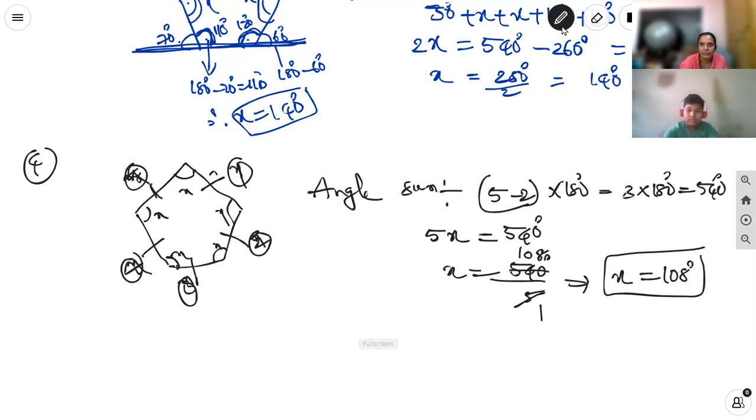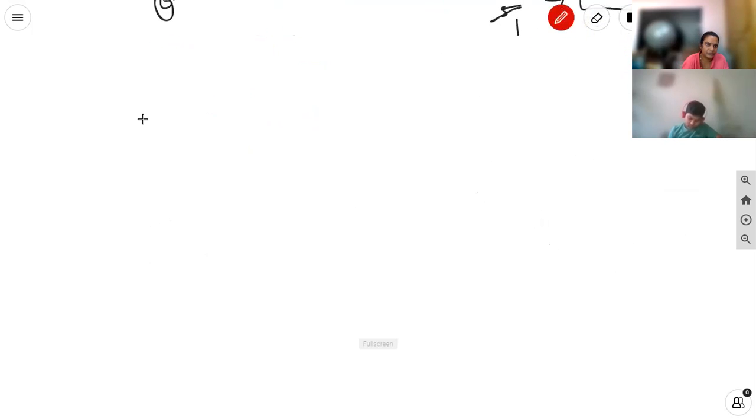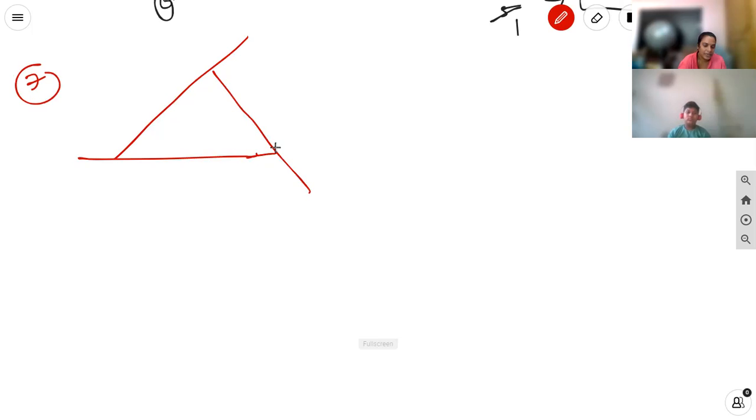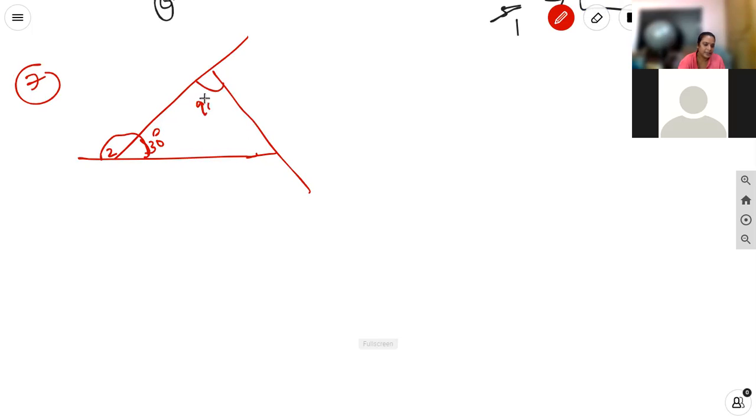Okay. Seventh problem, the last one in the exercise. In this, there are two figures. In the first figure, this is Z, this is equal to 30 degrees, and this is 90 degrees. The outside angle is X, and this outside angle is Y. What are they equal to?